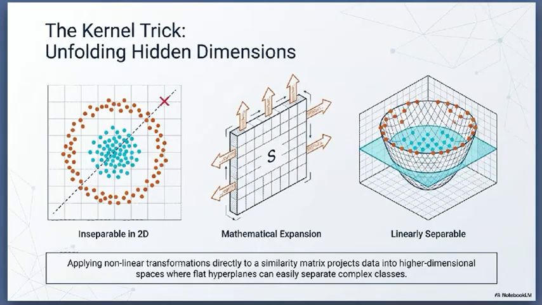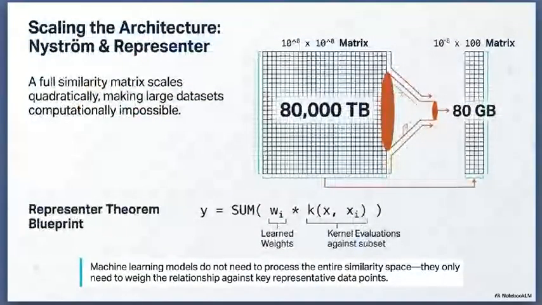Well, it would crash any standard system if we tried to compute the full matrix. If you try to calculate the exact distance between every single grain of sand on a beach to every other grain simultaneously, the hardware fails. Obviously. So this is where the Representer Theorem blueprint comes in. Yeah. Machine learning models do not actually need to process the entire similarity space to understand the geometry of the data. Okay, so how do they shortcut it? They weigh relationships against a very specific subset of key representative data points.